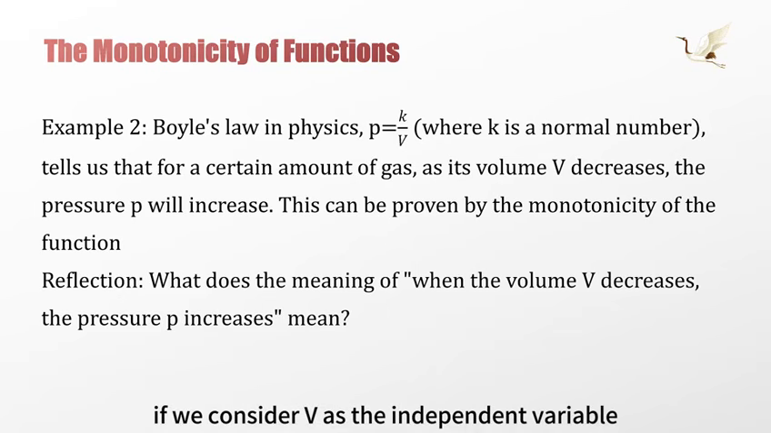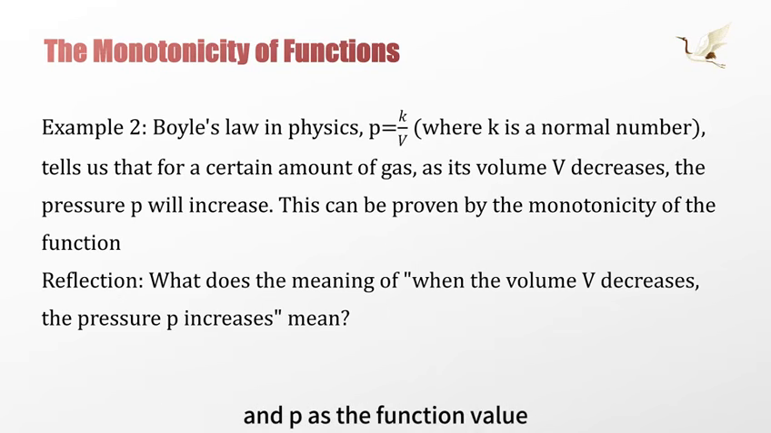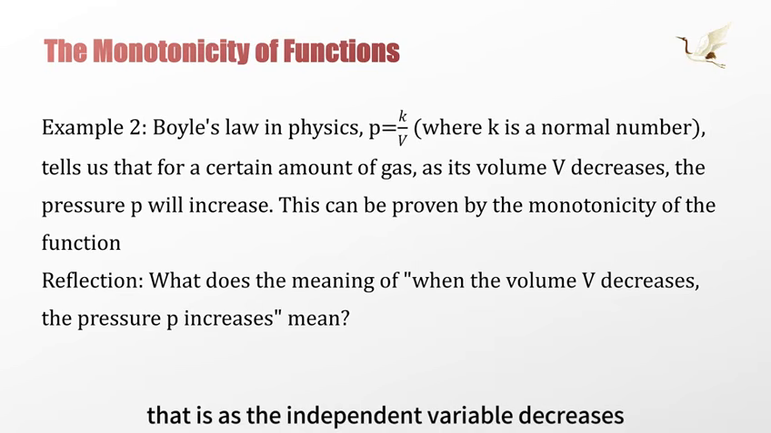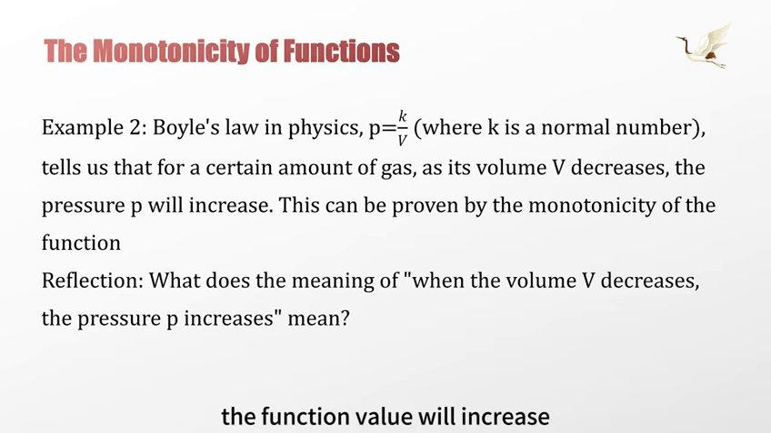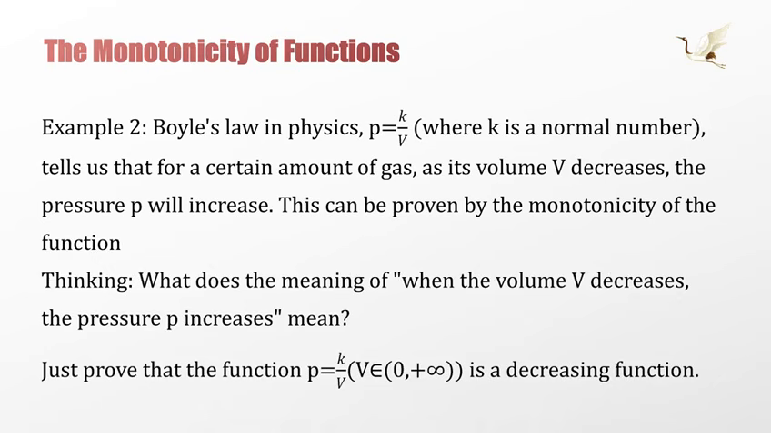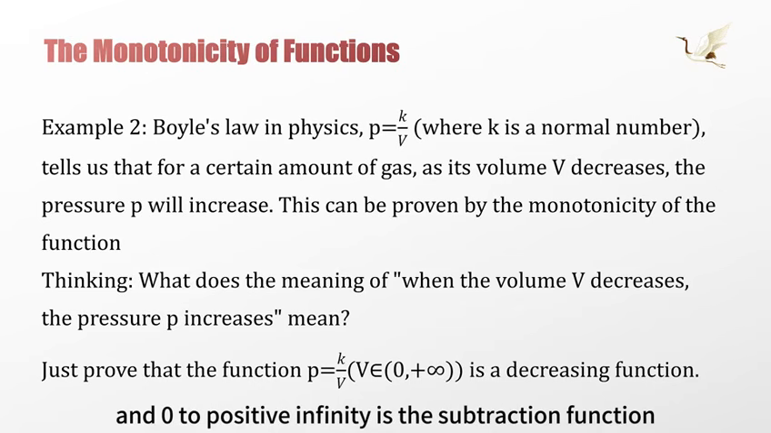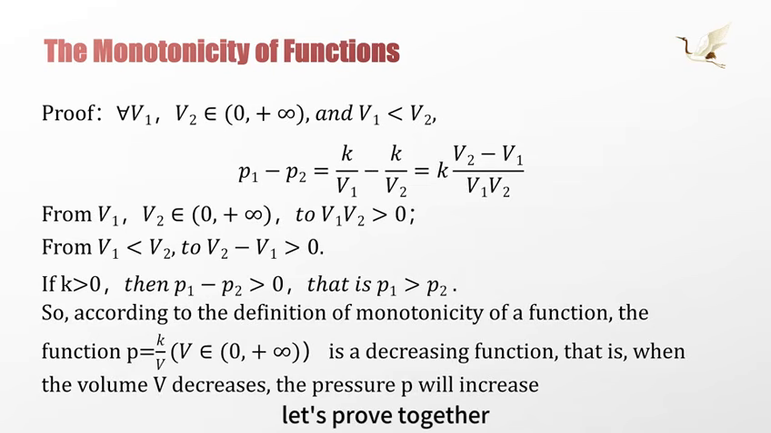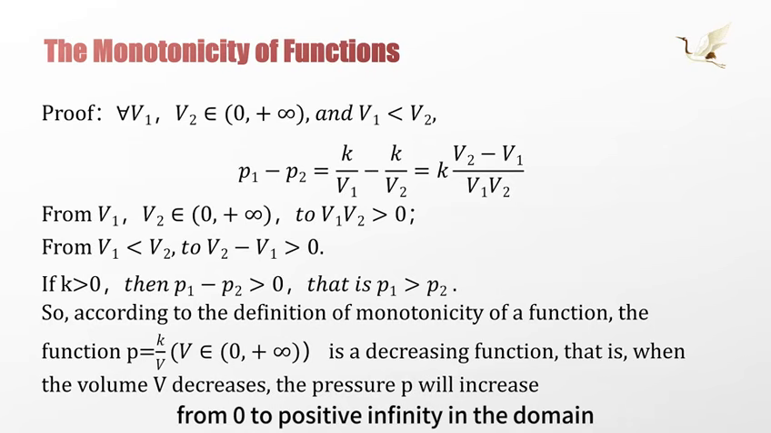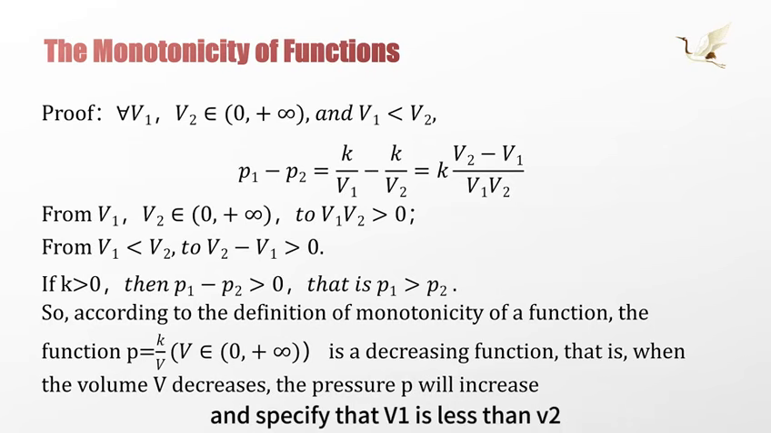If we consider V as the independent variable and P as the function value, that is, as the independent variable decreases, the function value will increase. So we only need to prove that the function P equals k over V, where V belongs to the open interval 0 to positive infinity, is a decreasing function. Let's prove it together. First, take V1 and V2 in the open interval from 0 to positive infinity in the domain, and specify that V1 is less than V2.